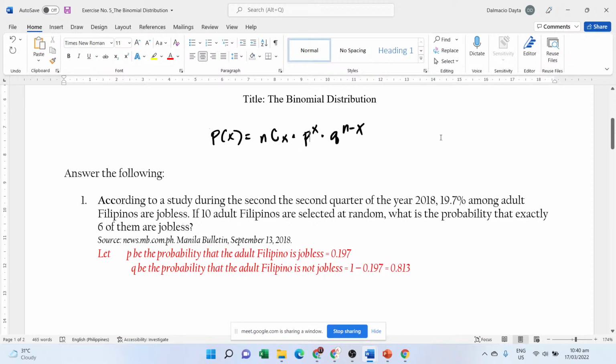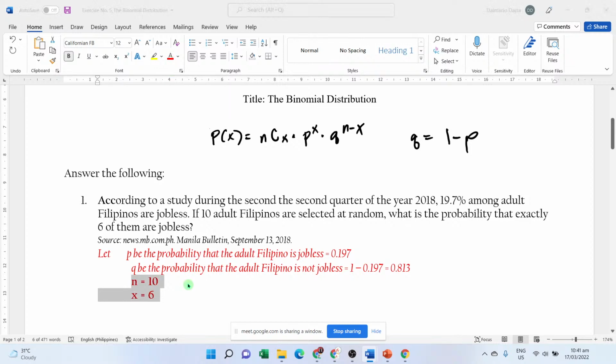In the formula kasi, Q is equal to 1 minus P. You learned that from the video lesson. Another, N is equal to 10. We're randomly selecting 10 adult Filipinos. And then next, X is equal to 6. We're looking for the probability that exactly 6 of them are jobless.